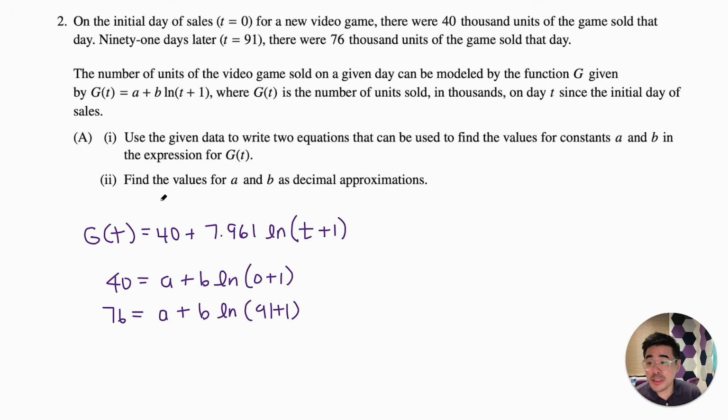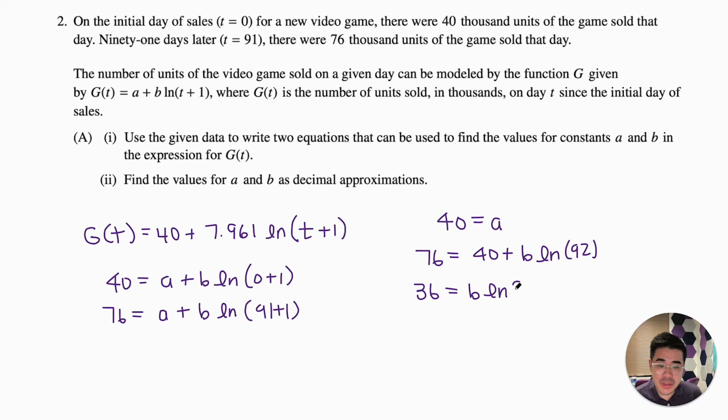So then now we can move on to part 2, which is saying find the values for a and b. Well, this first equation is really easy to simplify because ln of 1 is 0. So then the first equation simplifies to 40 is just equal to a. Now we can actually plug that into the second equation. 76 is equal to 40 plus b times ln of 92. So then solving this, we get 36 is equal to b ln of 92. We got that by minusing 40 from both sides. And then finally, we get 36 divided by ln of 92 is equal to b.